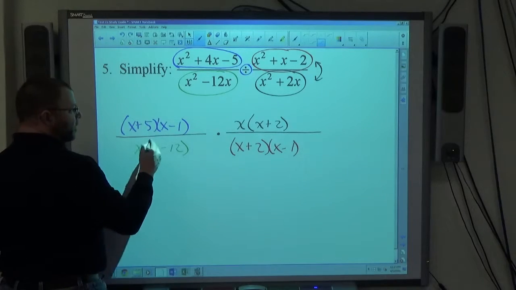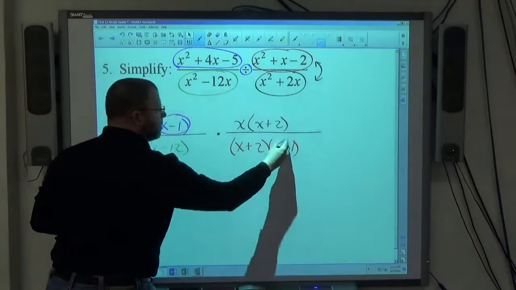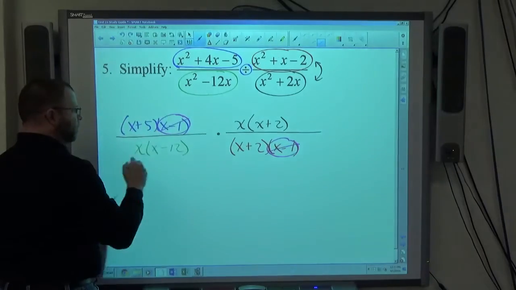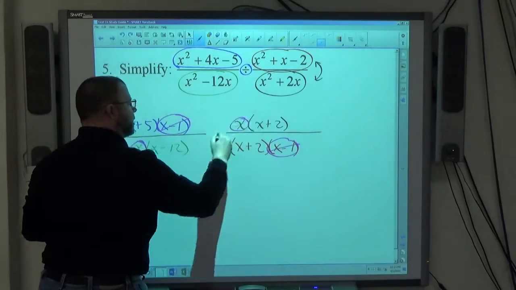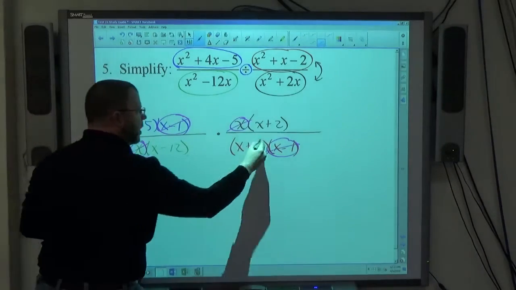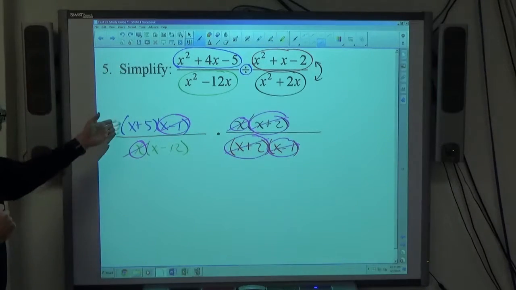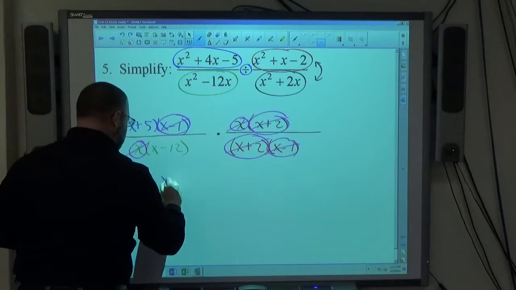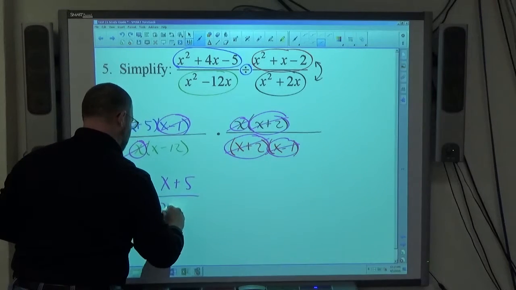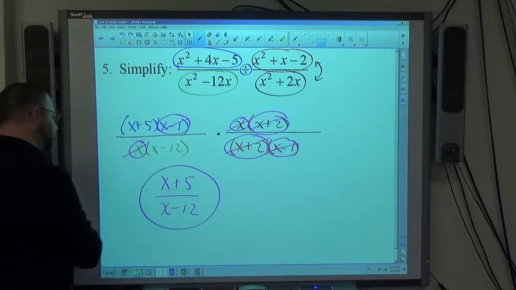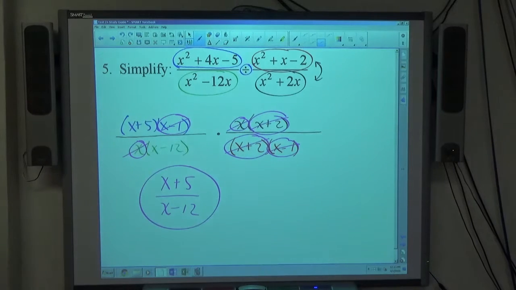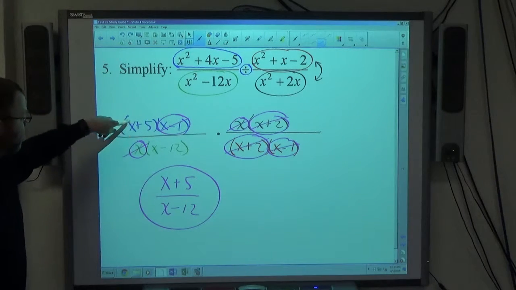So this x minus 1 matches that x minus 1, so the x minus 1's cancel. This x matches that x, the x's cancel. This x plus 2 matches that x plus 2, x plus 2's cancel. What's left is an x plus 5 and an x minus 12 that aren't the same. And there's your answer.